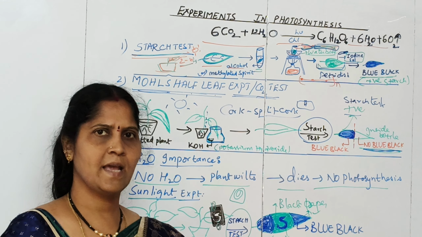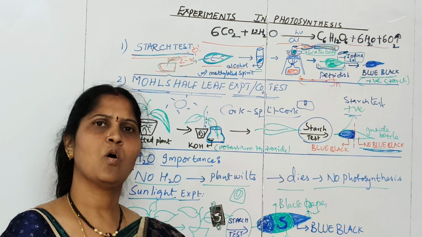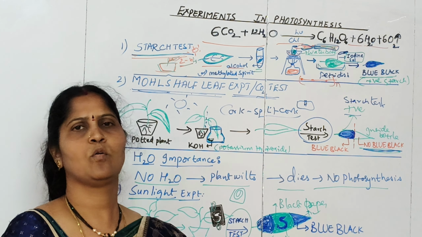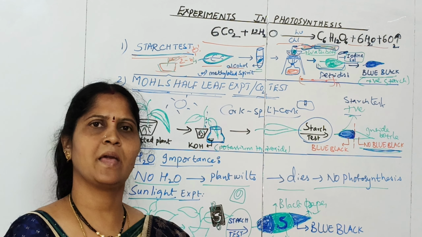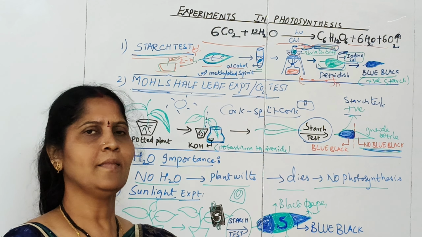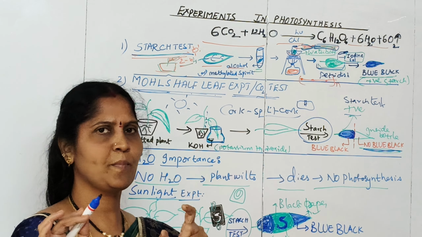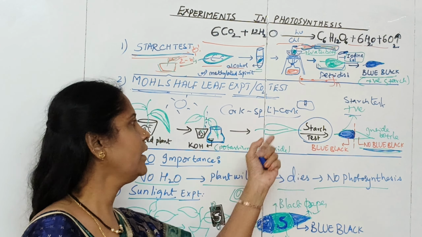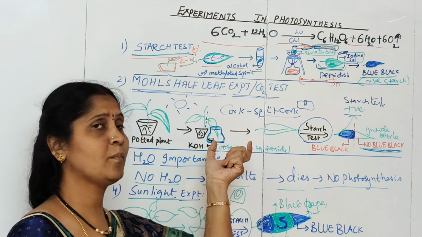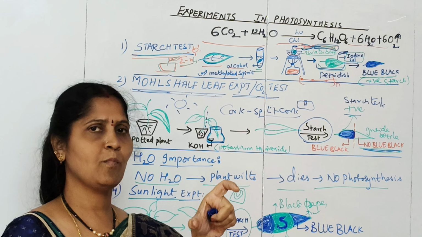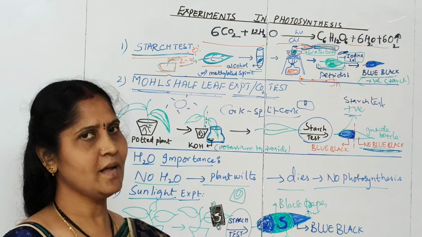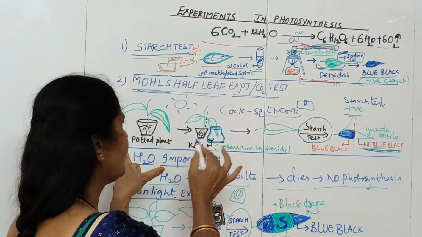Carbon dioxide is there for the outer side portion. Water, carbon dioxide, sunlight, chlorophyll. All 4 factors are there. Whereas inside the bottle, there is no carbon dioxide. So because of this, the portion that is present inside the bottle will not turn blue-black in color after performing the starch test. Okay, so hope you understood.